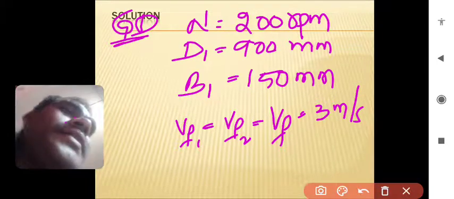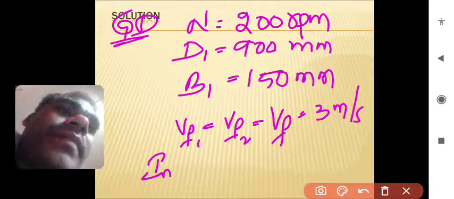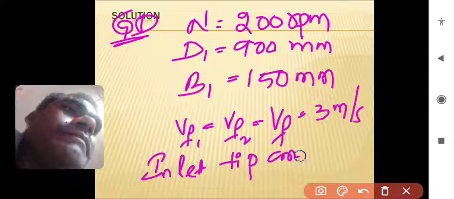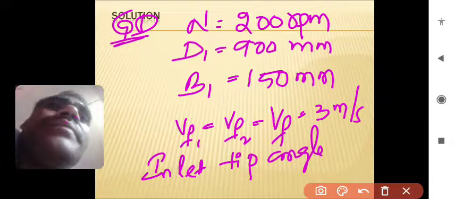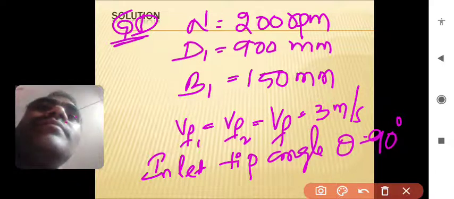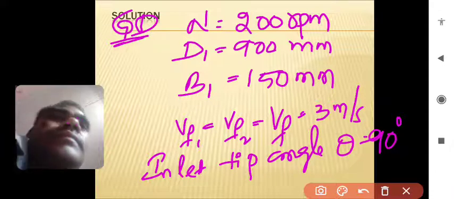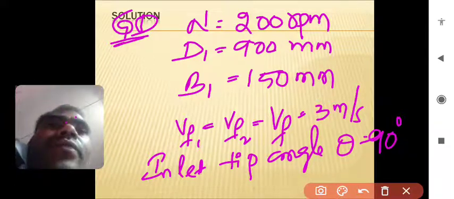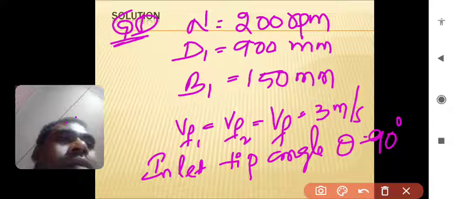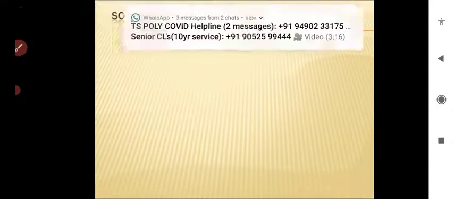Inlet tip angle theta is equal to 90 degrees. So now first we have to draw the velocity triangles for it. We know the velocity triangle in general.